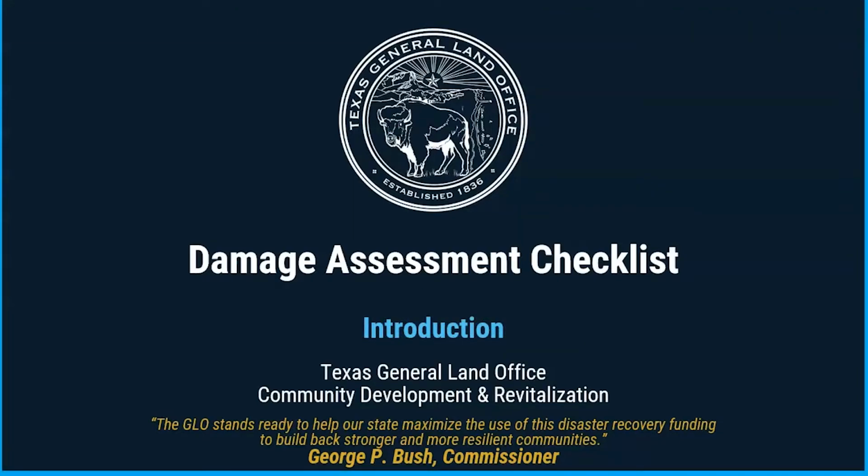A hyperlink to the GLO's Damage Assessment Checklist can be found on the Texas General Land Office website at recovery.texas.gov. To locate the document, go to the local buyout and acquisition program resource page, which is linked below in the description section of this video. Scroll down to the left side checklist section under Applicant Information and click on the Damage Assessment Checklist link. Once you click on the link, your computer will download the fillable document. Please note, you will need Microsoft Word to view and edit the document.